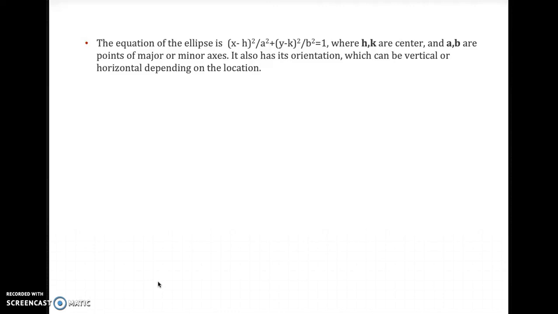So the equation of the ellipse is (x minus h) squared over a squared plus (y minus k) squared over b squared equals 1, where h and k are the center and a and b are the lengths of the semi-major and semi-minor axes. It also has an orientation, which can be vertical or horizontal depending on the location. Solving for the equation from the graph.